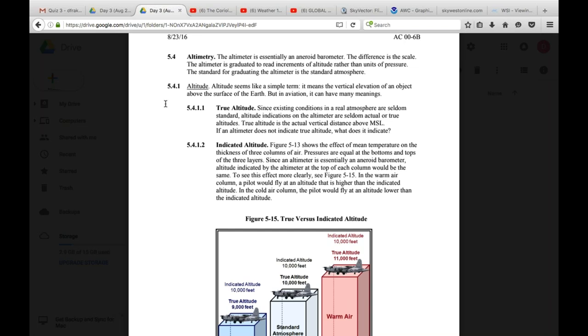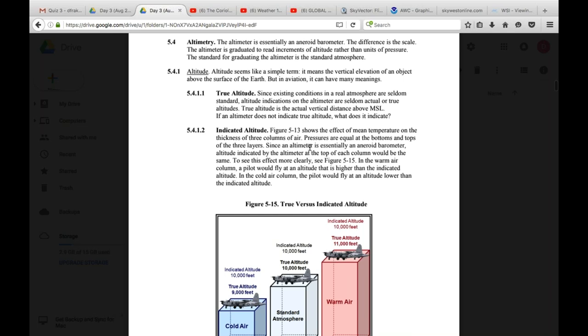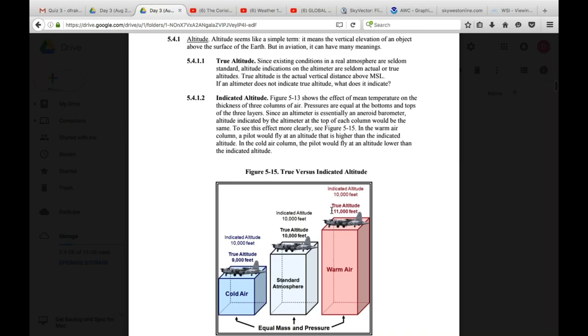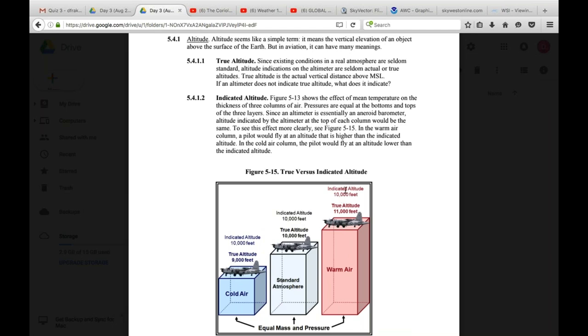It shows the effect of mean temperature on the thickness of three columns of air. Pressures are equal at the bottom and tops of the three layers. Since an altimeter is essentially an aneroid barometer, altitude indicated by the altimeter at the top of each column would be the same. To see this effect more clearly, basically the hot one is going to indicate 10,000 feet, even though it may be 11,000 feet.